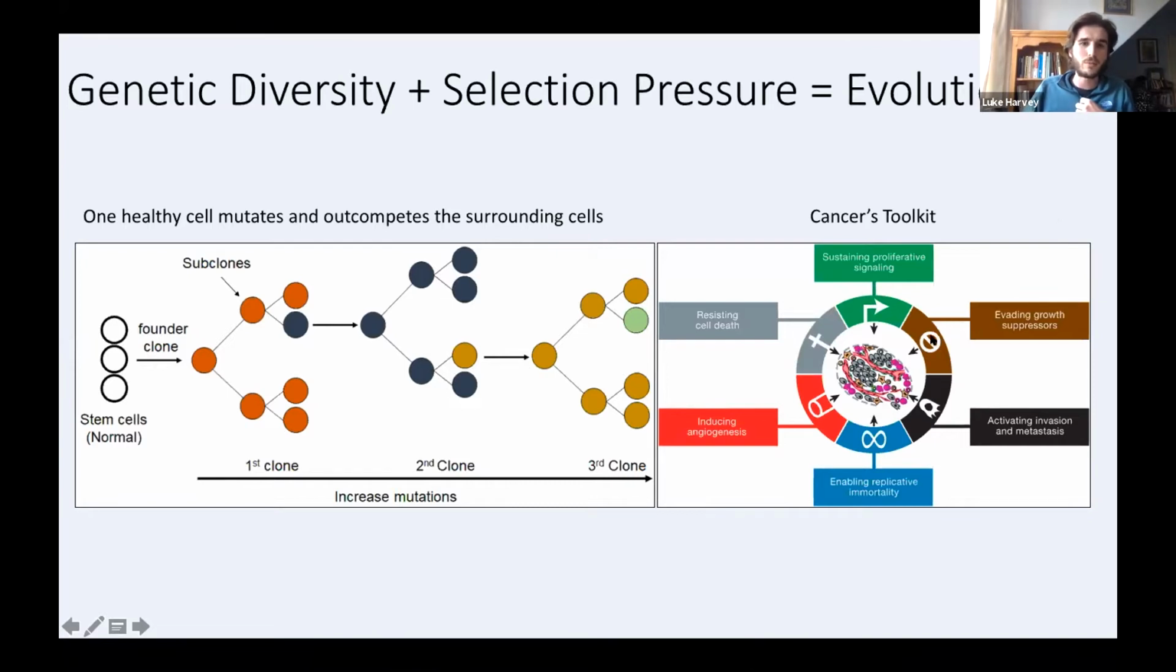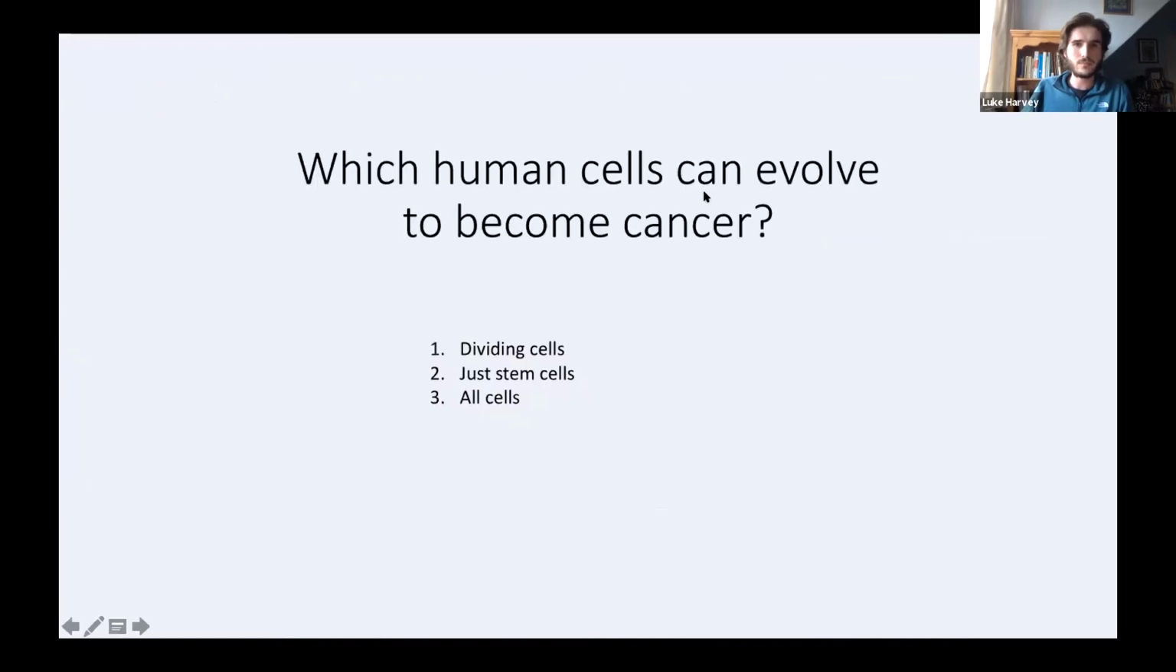They want to hide from the body's kind of growth suppressors, so the immune system and things like that. They want to grow their own blood supply so they can start getting their own food. And they want to become immortal and spread. And so these are the hallmarks of cancer, as we describe them, the kind of 6 things that all cancers want to achieve to grow.